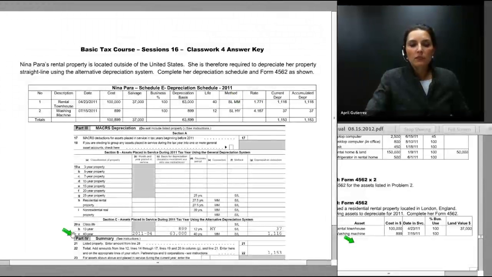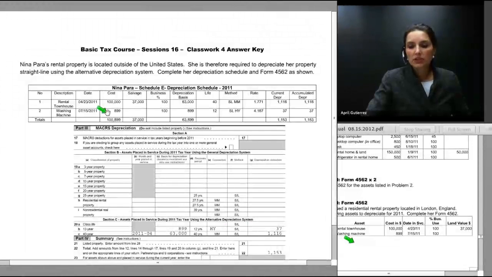$1,116. We carry that down to line 20C of the 4562 for Nina Pera, and on there we enter the date placed in service, or in this case the month placed in service, the depreciable basis, the life of the property, mid-month, straight line, and $1,116 deduction.